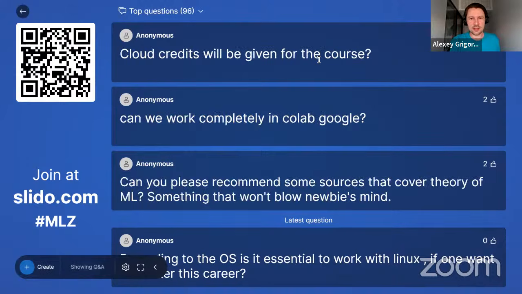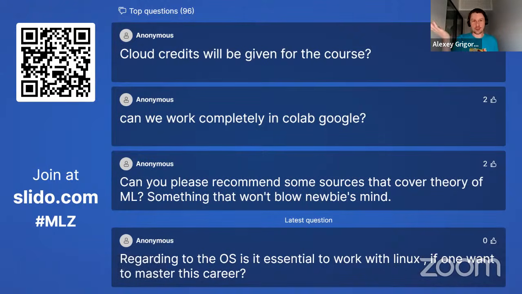Now, will cloud credits be given for the course, maybe? I was recently announced as an AWS Machine Learning Hero, and they gave me some cloud credits to use as I wish. So I think I might give some credits to course participants, but I will not just give them away. Probably it will be some sort of hackathon or competition. I will not just give them away.